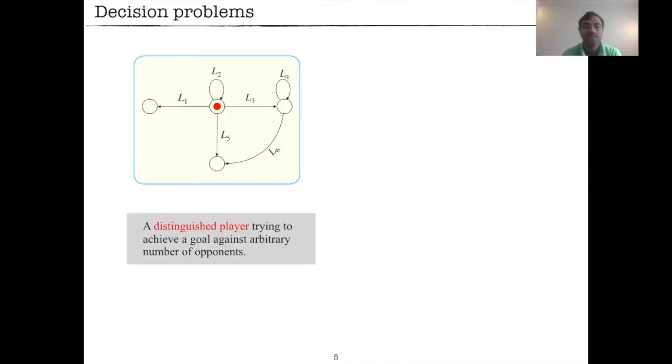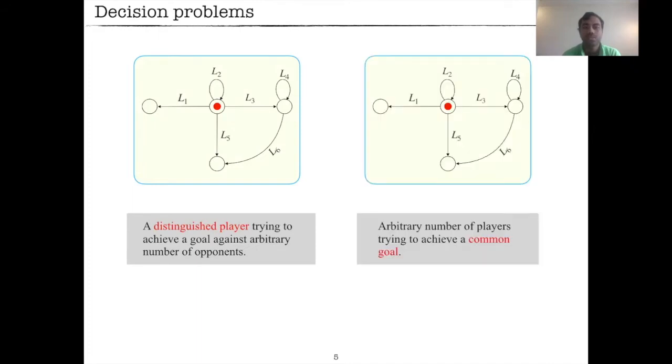In this parameterized arena, we are mainly interested in two kinds of decision problems. First, where a distinguished player is trying to achieve a goal against an arbitrary number of opponents. And second, where an arbitrary number of players are trying to achieve a common goal. The first one has been shown to be decidable and was published in FSTTCS 2019. And we are mainly focused on the second decision problem in this work.